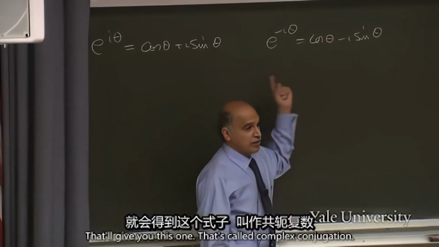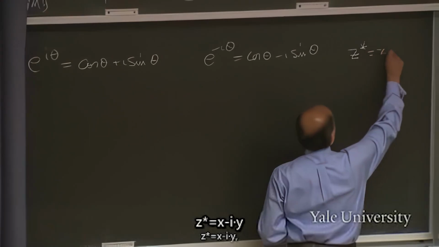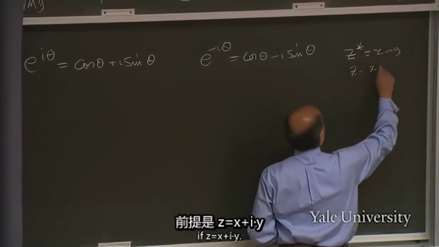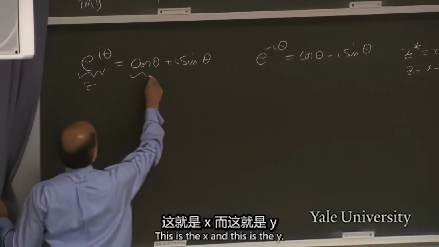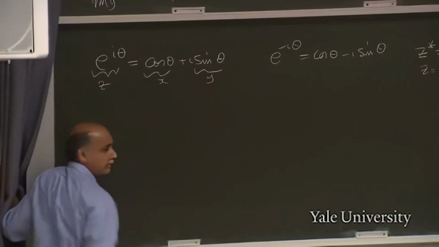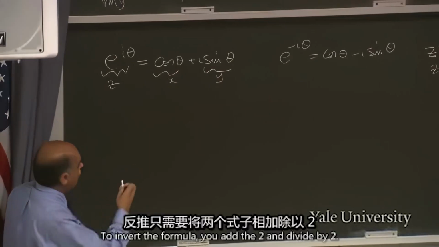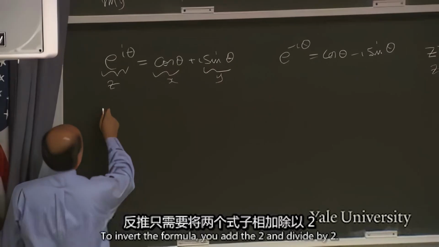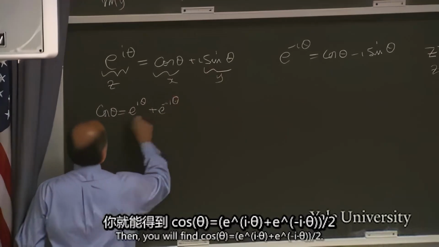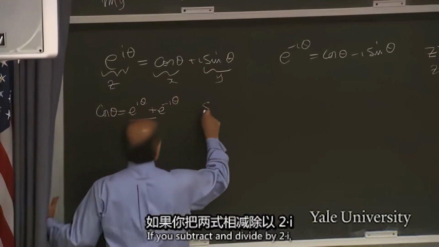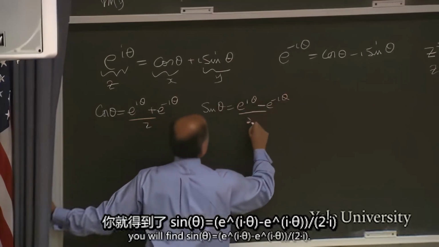That's called complex conjugation. If you have a complex number z, z star is equal to x minus iy if z is equal to x plus iy. So in our simple example, this fellow here is z, this is the x, and this is the y. Now you should be able to invert this formula. To invert the formula, you add the two and divide by 2, then you will find cosine theta is e to the i theta plus e to the minus i theta over 2. If you subtract and divide by 2i, you will find sine theta is e to the i theta minus e to the minus i theta over 2i.